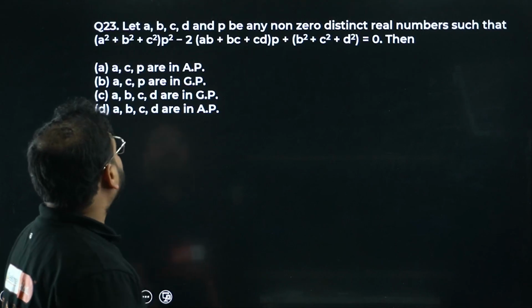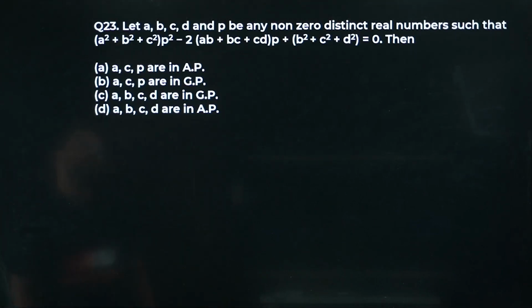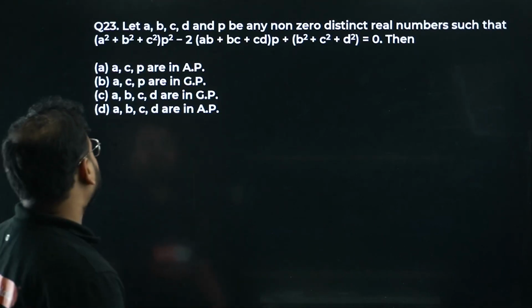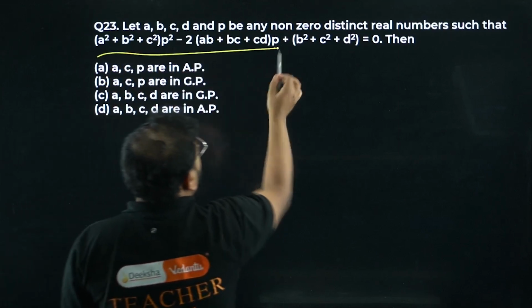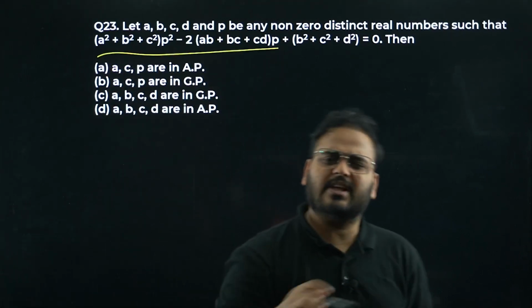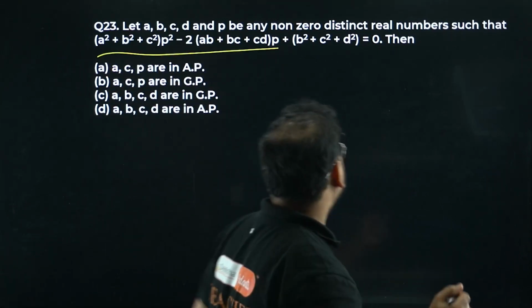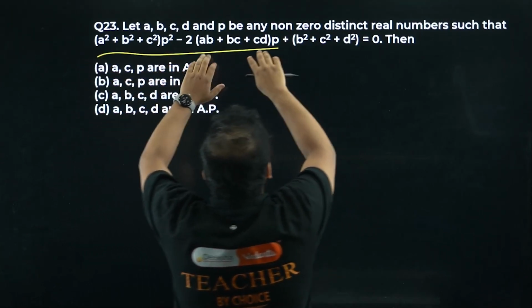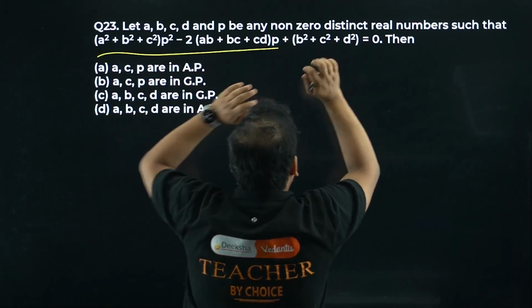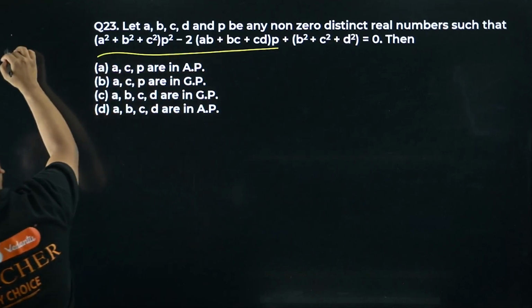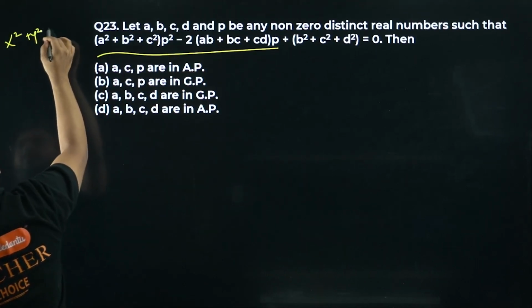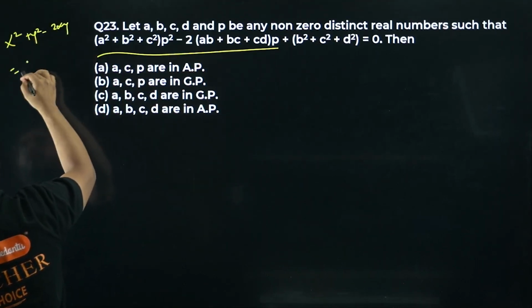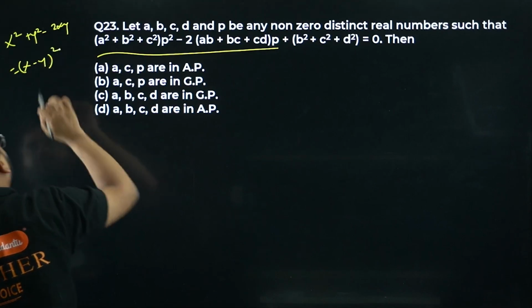23 now. Let A, B, C, D and P be any non-zero distinct real numbers such that this condition is true. Now if you completely start solving this question, it will take a lot of time. Use your mind. Please check this similarity. I have some square term, some 2ab term, and another square term. Basically I can use this formula, x square plus y square minus 2xy equals x minus y the whole square.